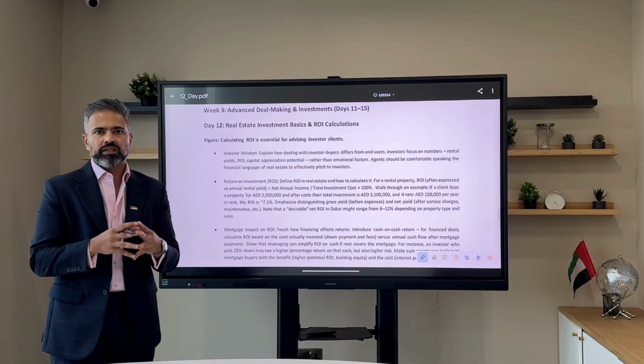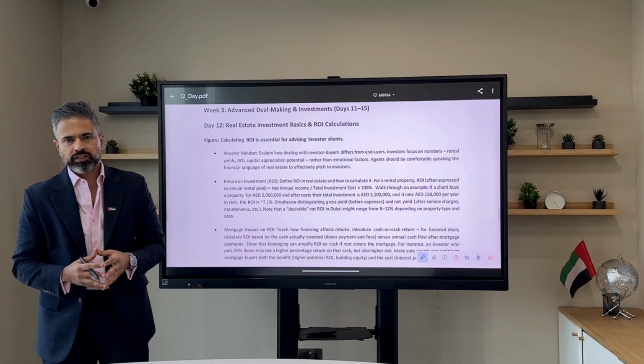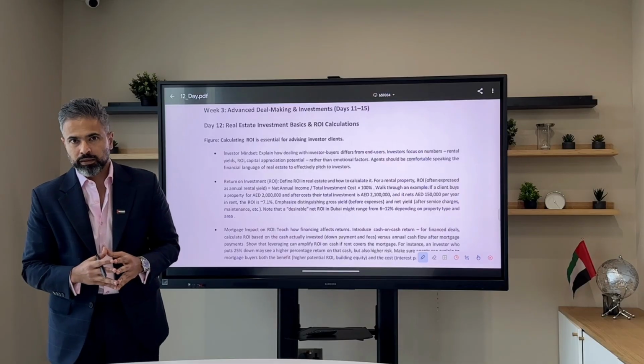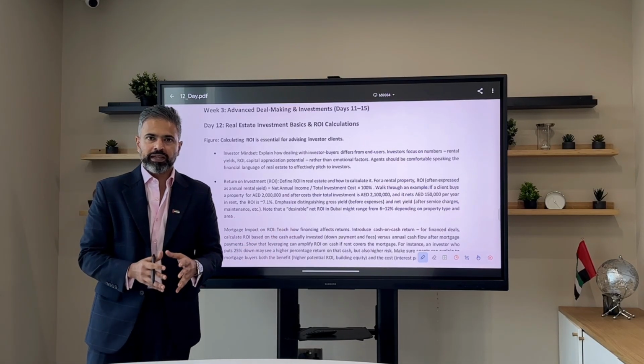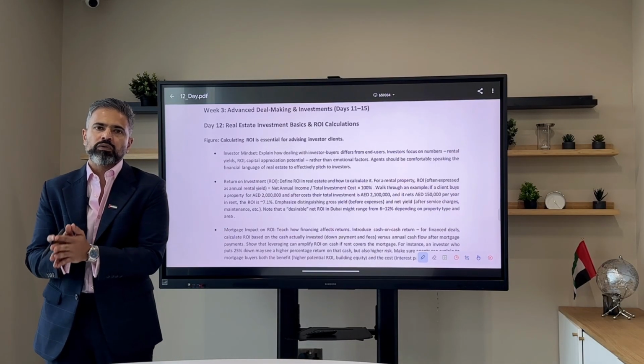Now, investor clients differ from end user clients. For a lot of end user clients, their decision making is based on: is the property right for their family? Emotional factors come into play. Location of the school or workplace might come into play. But for investors, the play is very simple. It's purely all about the numbers.